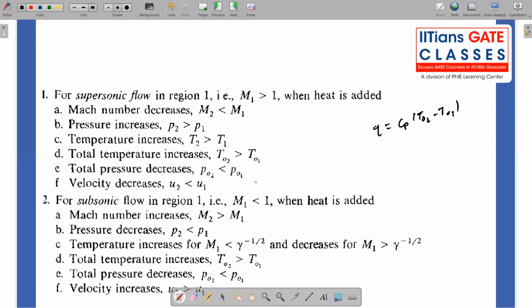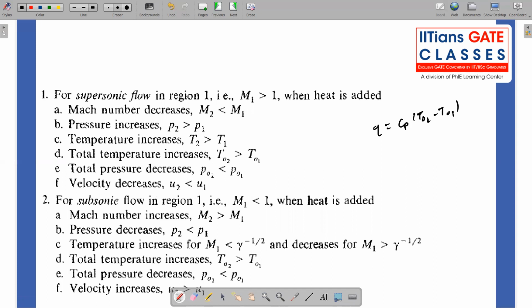This is the case because entropy is increasing. You have to make sure the increase in entropy results in some kind of a loss. That is nothing but the total pressure loss. This is always going to decrease irrespective of what kind of flow you are treating. This total pressure is always going to decrease. The velocity decreases because Mach number is decreasing, right?